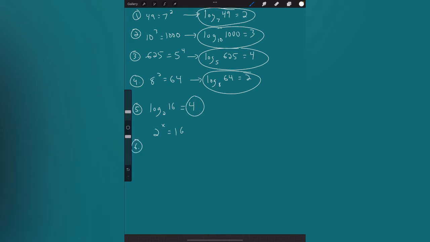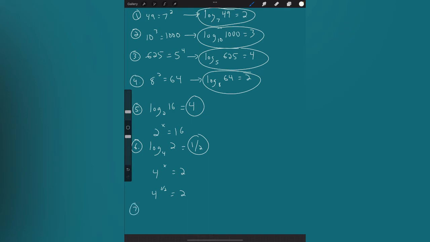Okay. Number 6, I have log 4 of 2. Now, don't get tricked here and put 2, because that's not true. Okay. 4 to the what power equals 2. And it's not to the second power. It would be 4 to the 1/2 equals 2. All right. So my answer here is going to be 1/2. All right. That's number 6. Moving on.